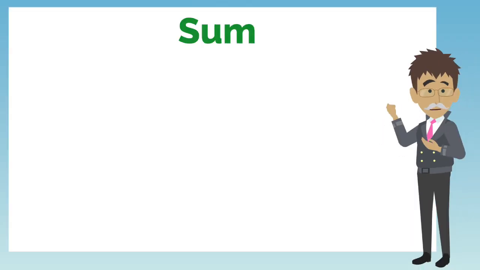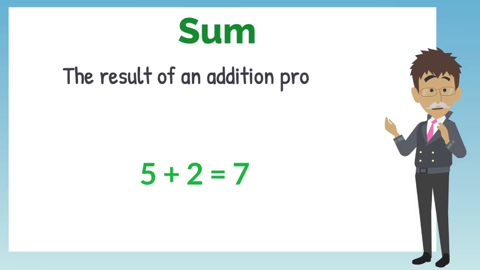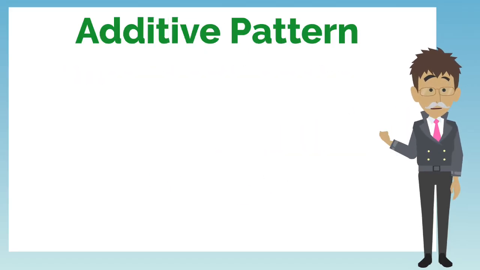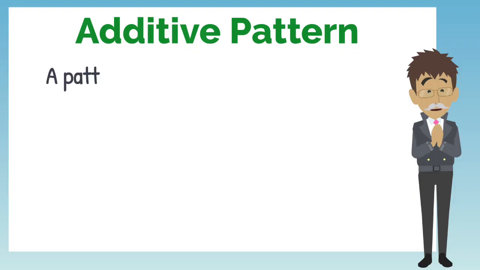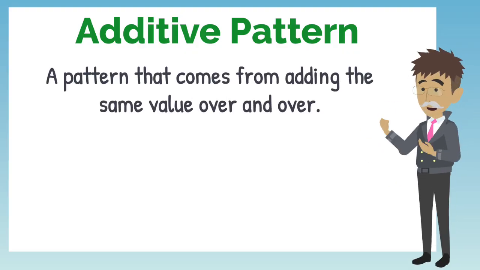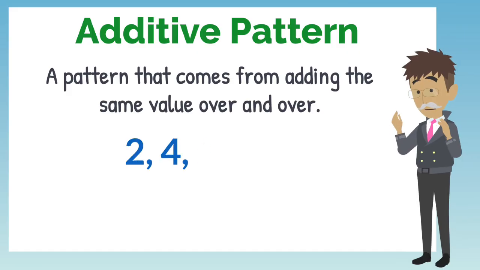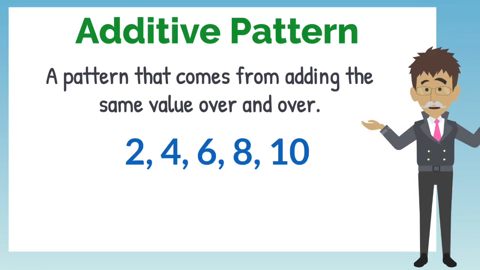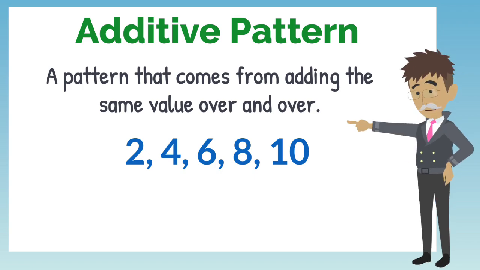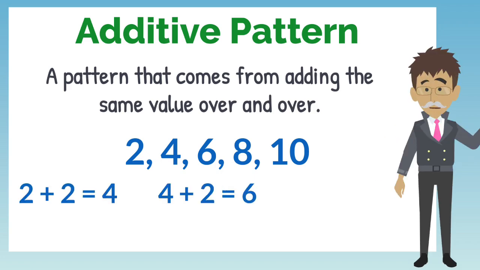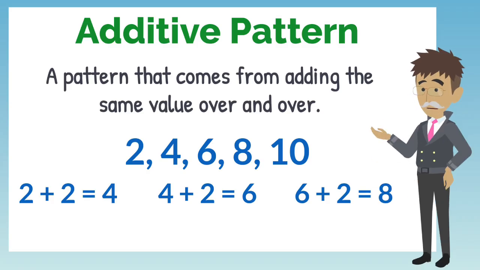Sum. The result of an addition problem. Additive pattern. A pattern that comes from adding the same value over and over. Take the number pattern 2, 4, 6, 8, 10. 2 is added each time to get the new number. 2 plus 2 is 4. 4 plus 2 is 6. 6 plus 2 is 8, and so on.